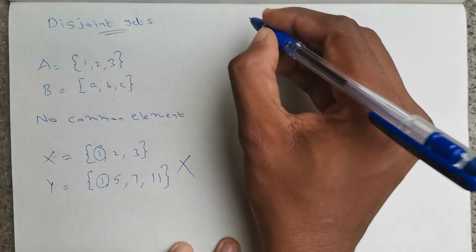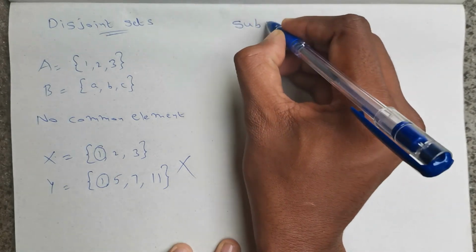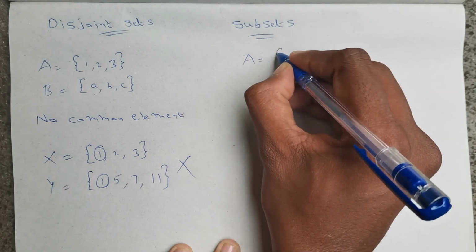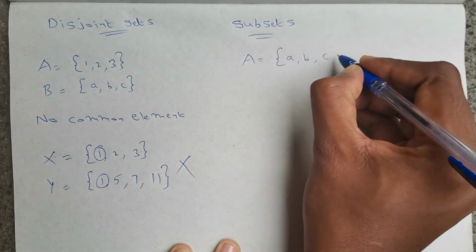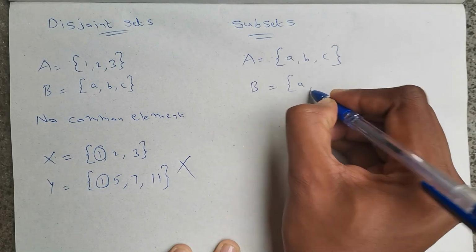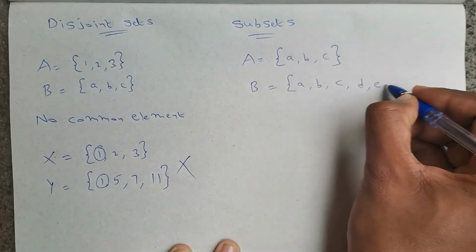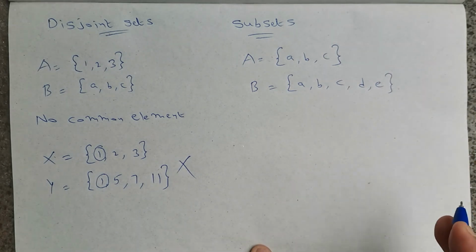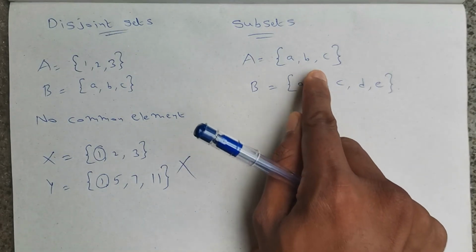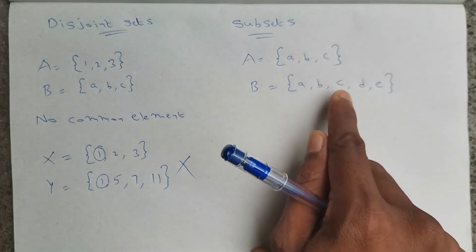And the next type is subsets. For example, we have a set A with the elements a, b, c, and one more set B with the elements a, b, c, d, e. If we observe these two sets clearly, element a is there in set B also, element b is there in set B also, element c is there in set B also.